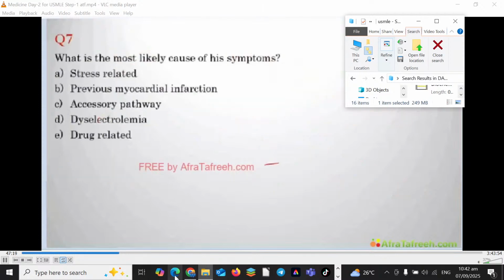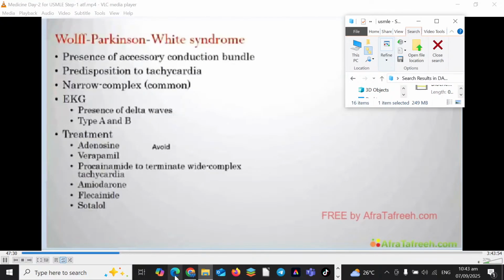So the question is, what is the most likely cause of his symptoms? Correct. So it is the accessory pathway. Wolff-Parkinson-White syndrome is basically the presence of an accessory conduction bundle. It predisposes to tachycardia. What I want you to remember is the treatment.